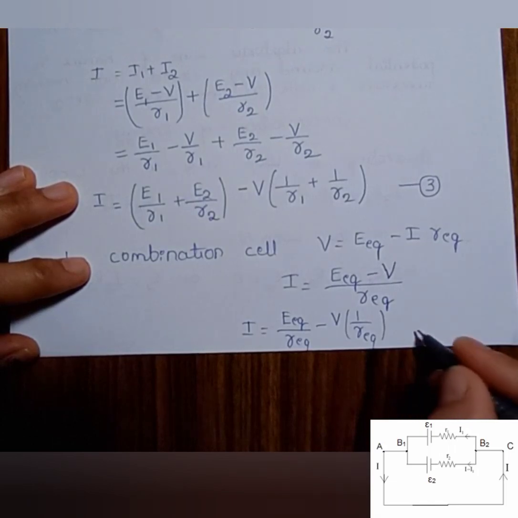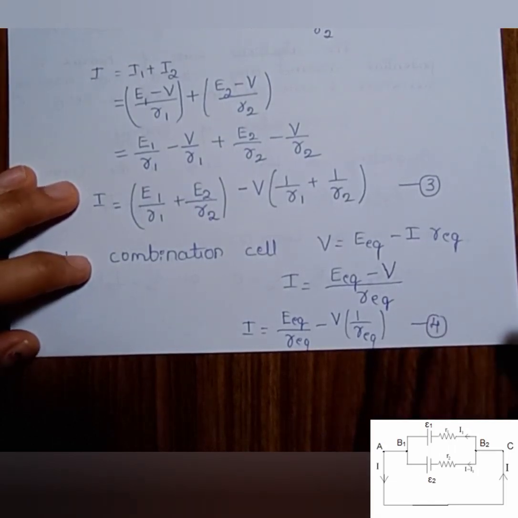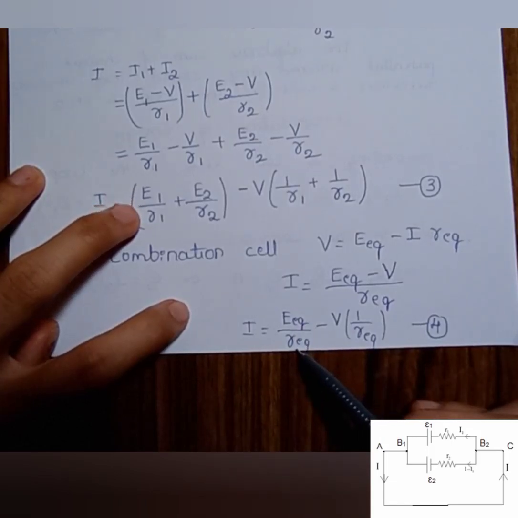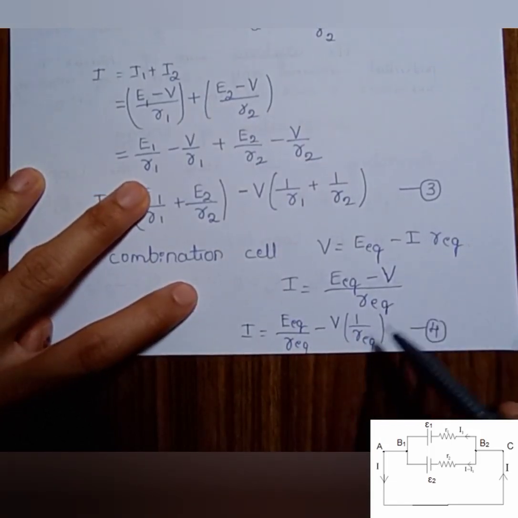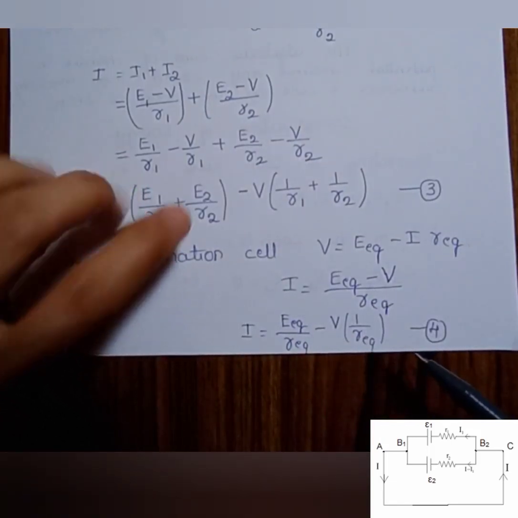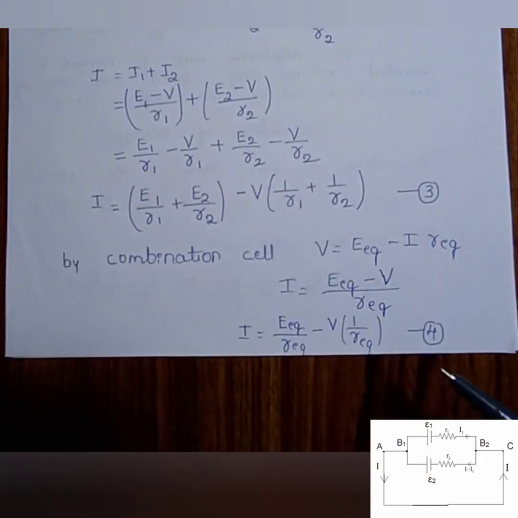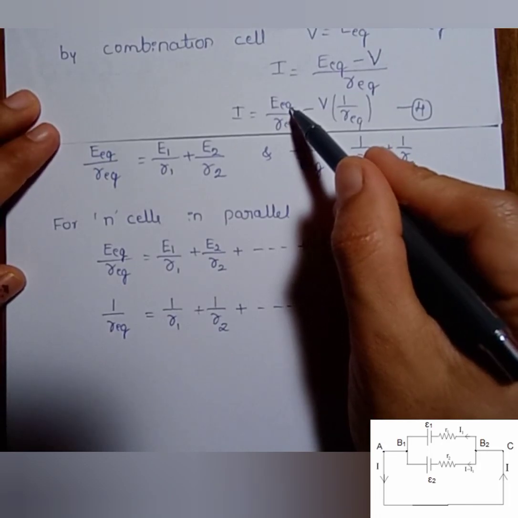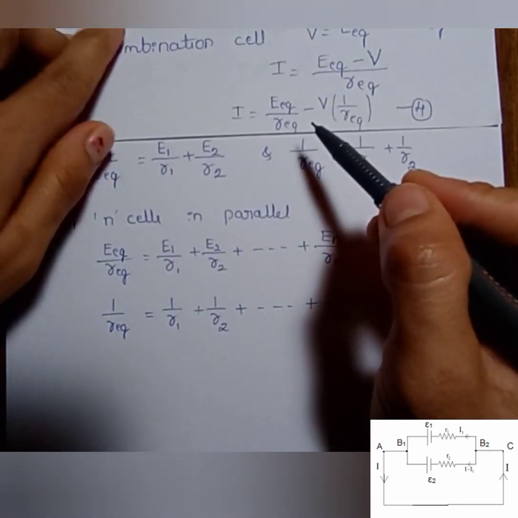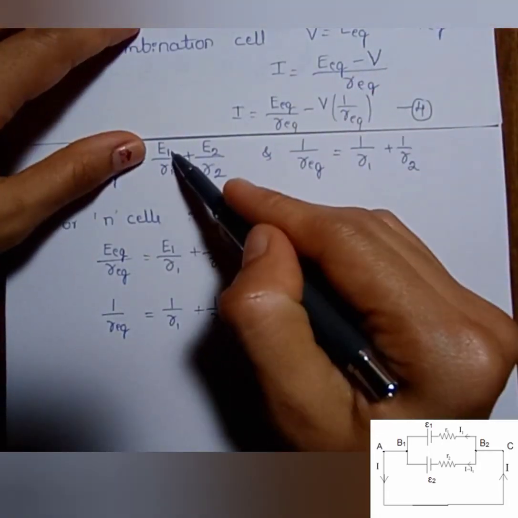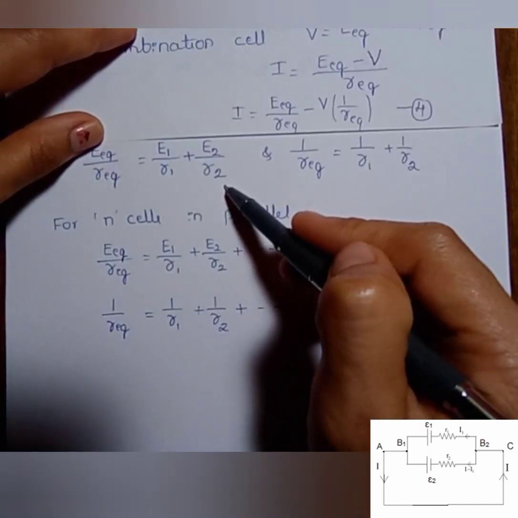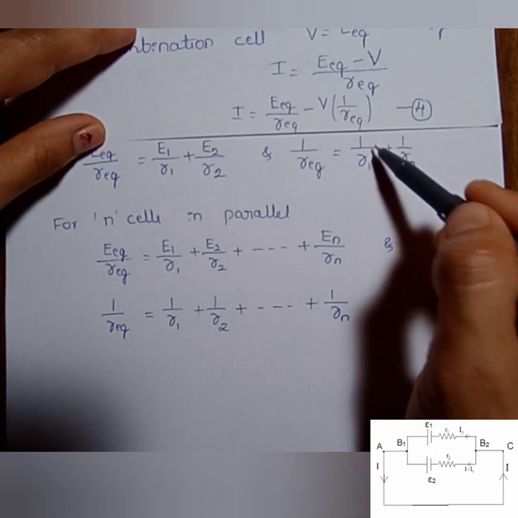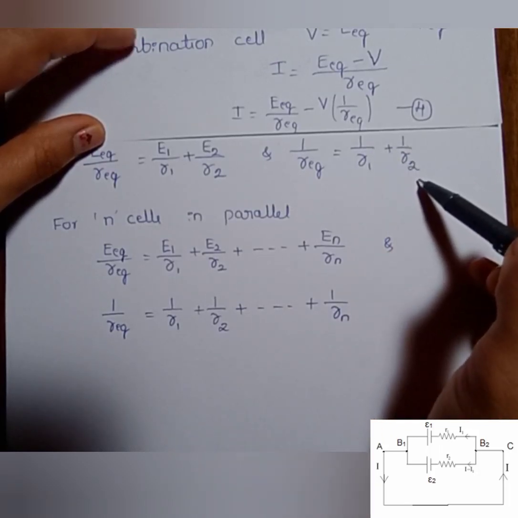Equation 3 and equation 4. Now compare equation 3 and 4. Then what we will get? E equivalent by R equivalent is equal to this value. 1 by R equivalent is equal to this value. E equivalent by R equivalent is equal to E1 by R1 plus E2 by R2, and 1 divided by R equivalent is equal to 1 divided by R1 plus 1 divided by R2.